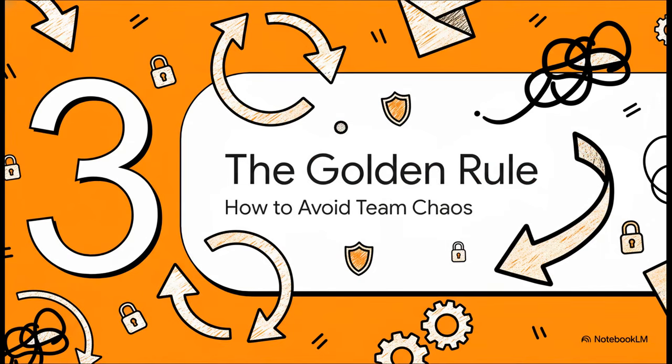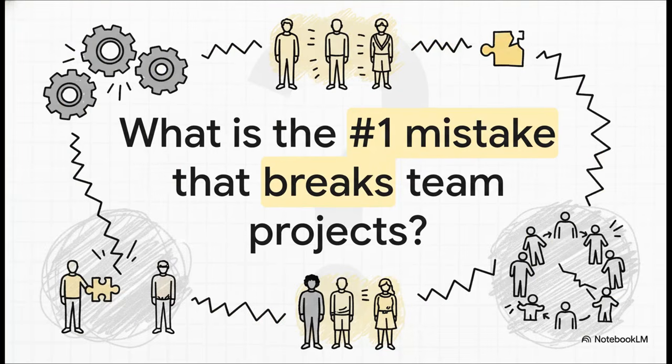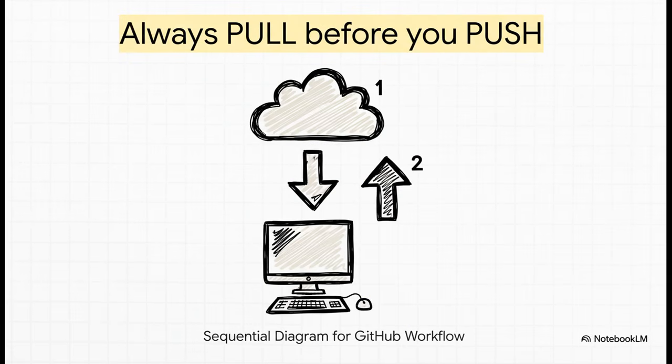Okay, now for that part I mentioned earlier. The one golden rule that prevents most team problems and will save you from so many headaches. So, what is the number one mistake that causes chaos and breaks team projects? It's actually something really simple that happens when people just forget they're working as part of a team. The rule is this simple. Always pull before you push. Pulling just means downloading the very latest changes from GitHub to your computer. Making this a habit ensures you have your teammates' most recent work before you try to upload your own. It's what stops you from accidentally overriding their hard work.